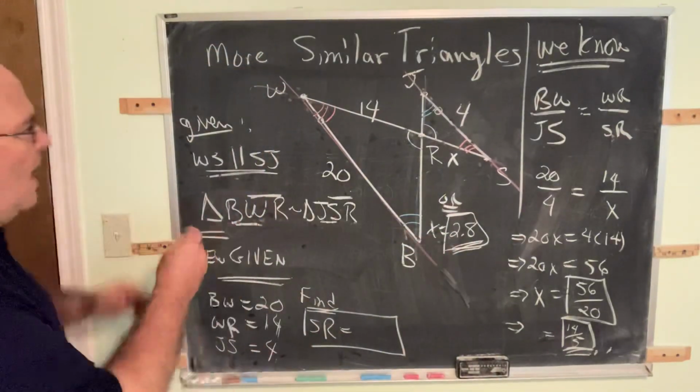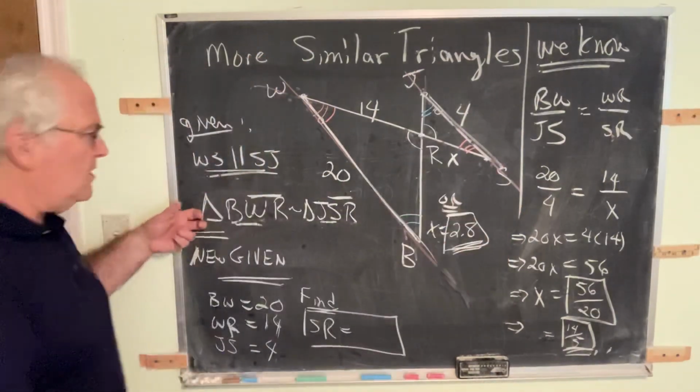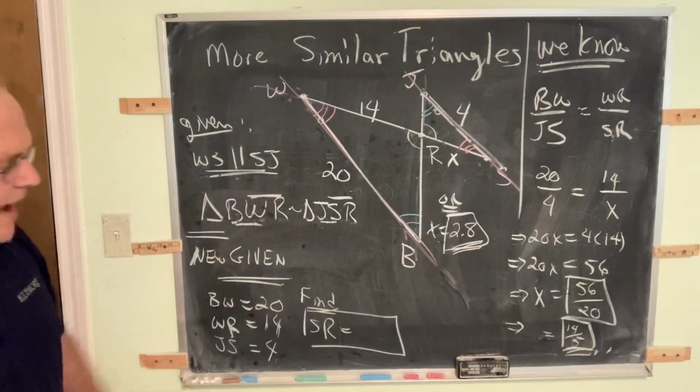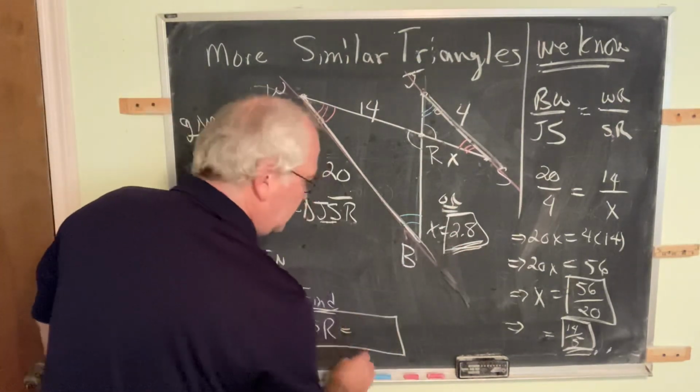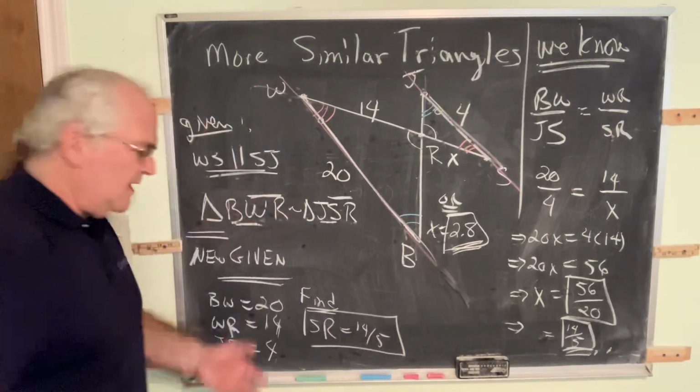All right, so the point is, if these are given to be parallel, set up the triangles in the correct sequencing, set up the proportion, and we can solve. And this is whichever one you want to pick. I'm going to pick 14/5, and that's the value for SR.